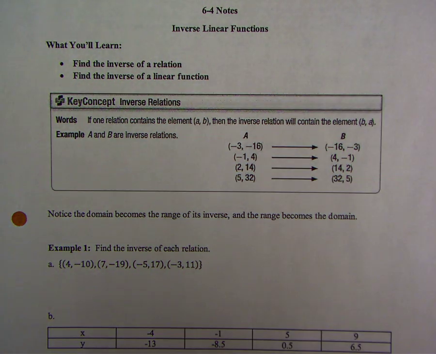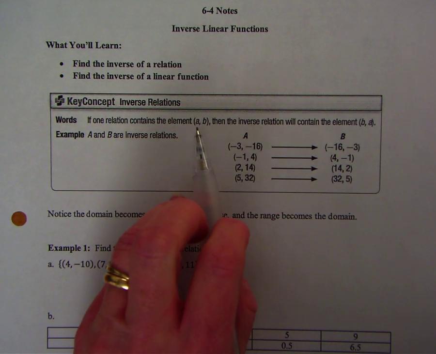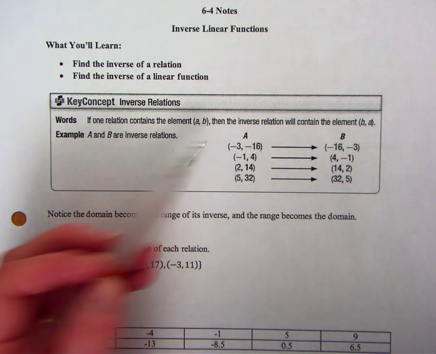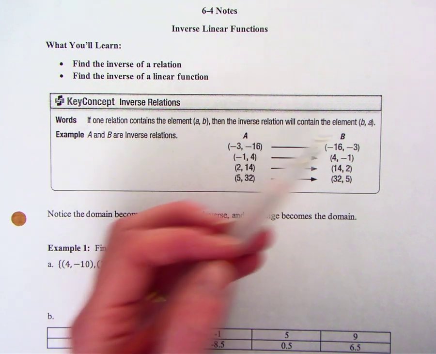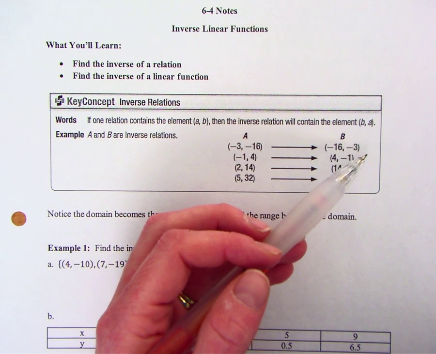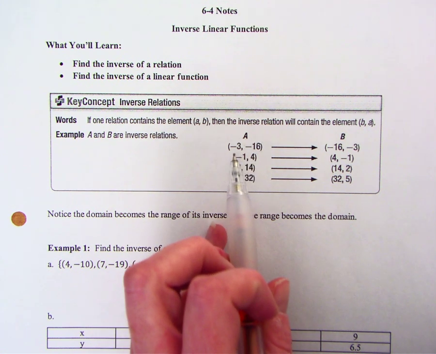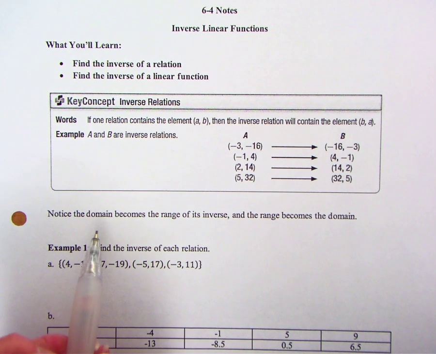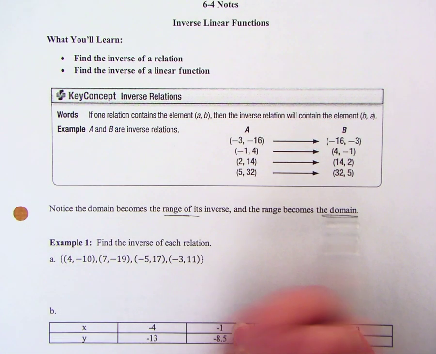So today we're going to talk about the inverse of linear functions. To find the inverse of a linear function, basically you switch the input and the output. So if we have the input as A and the output is B, for the inverse, the input is B and the output is A. You'll notice with the coordinates, your X and Y values will reverse. The domain becomes the range, and the range becomes the domain.